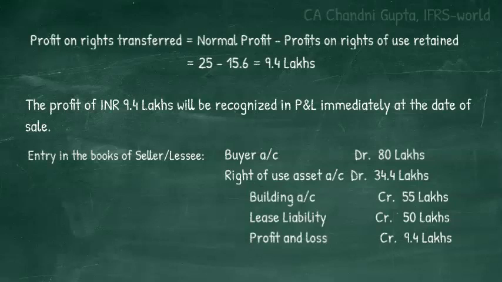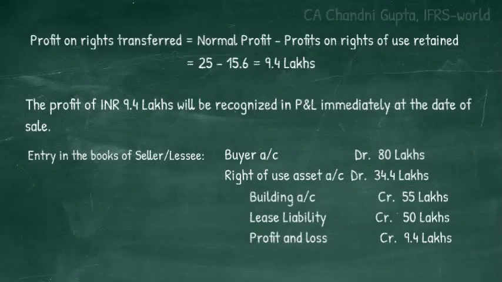Now, here is the entry that the lessee, or the actual seller, is going to record, which is the buyer account, which is actually the lessor now, at the sale value of 80 lakh rupees. Right of use asset will be recognized at the portion of carrying amount that pertains to the rights retained, which was 34.4 lakh rupees. The asset account will be de-recognized, will be credited using its total carrying value, which we have done here as building account credit by 55 lakh rupees. Lease liability will be recognized at the present value of future lease payments, which is 50 lakh rupees, and the profit and loss account, which is basically the profit or loss. In our case, it's the profit that pertains to the rights that have actually been transferred.